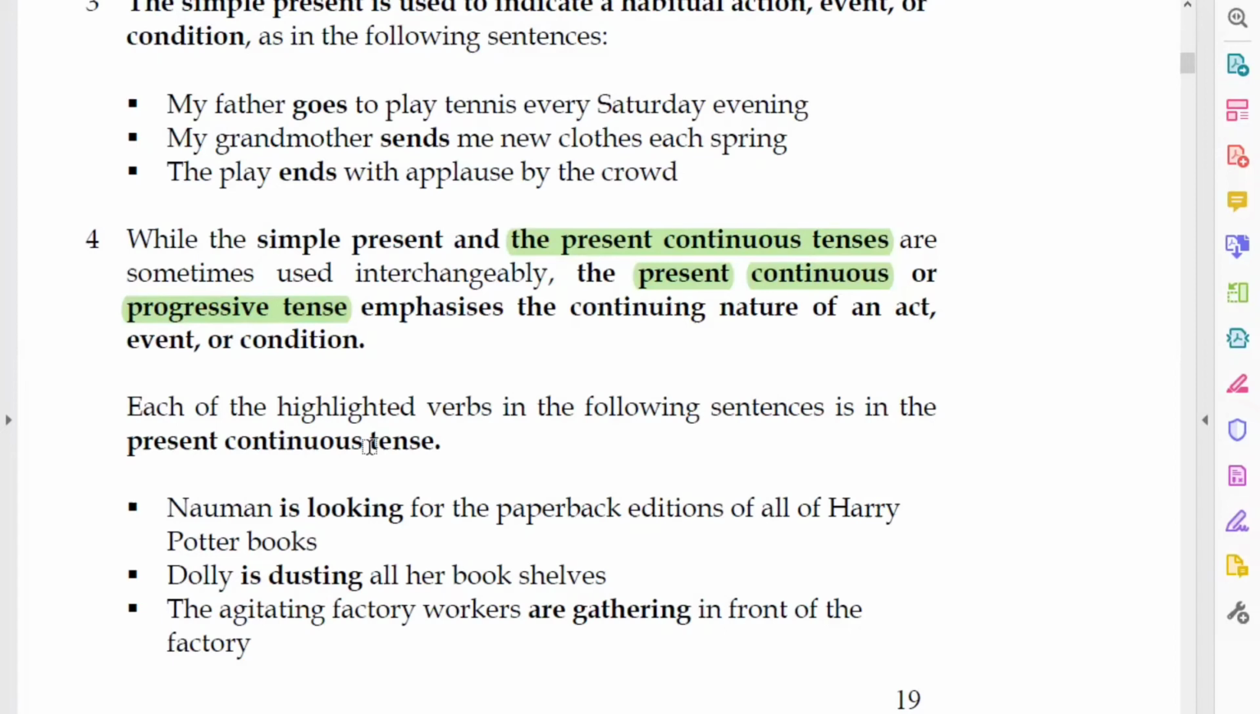Each of the highlighted verbs in the following sentences is in the present continuous tense. Numan is looking for the paperback. Dolly is dusting. The agitating factory workers are gathering in front of the factory. So these are some attributions and characteristics of the present continuous tense.